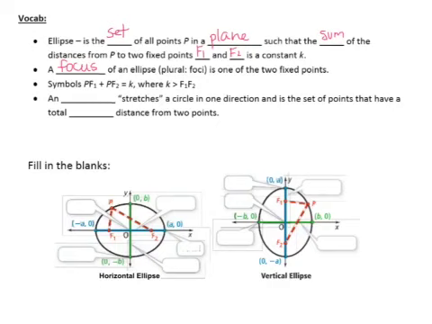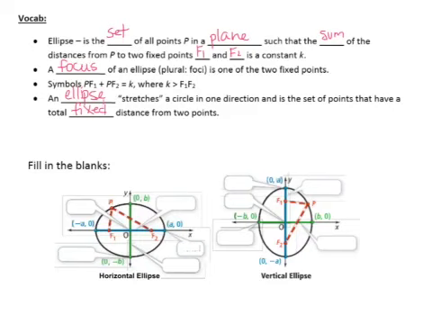Last, an ellipse stretches a circle in one direction and is a set of points that have a total fixed distance from 2 points. So we're filling this in with an ellipse. It stretches a circle in one direction and is a set of points that have a total fixed distance from 2 points.